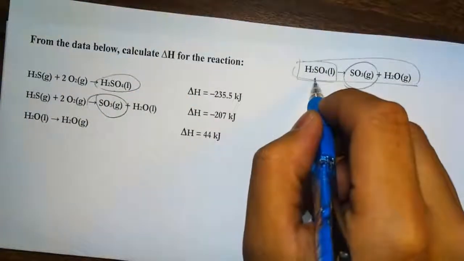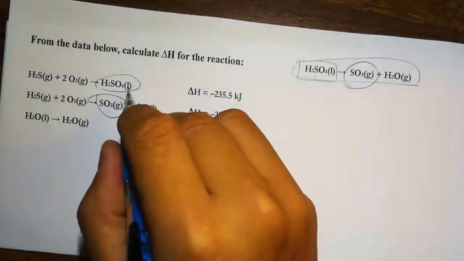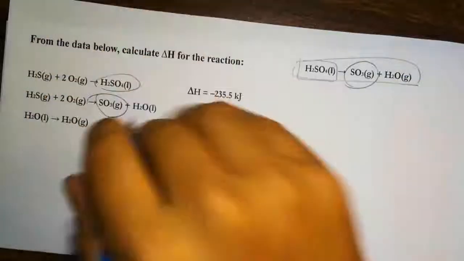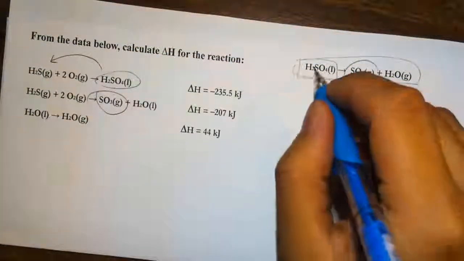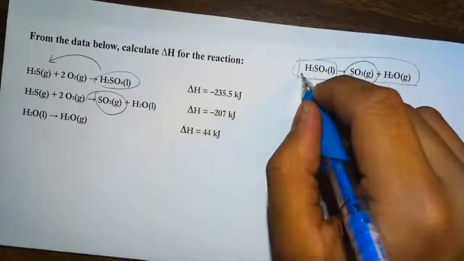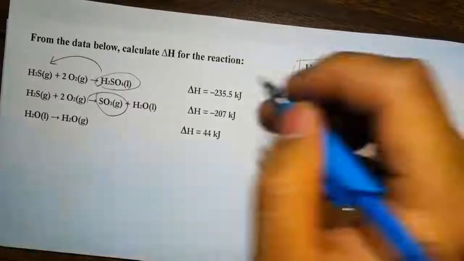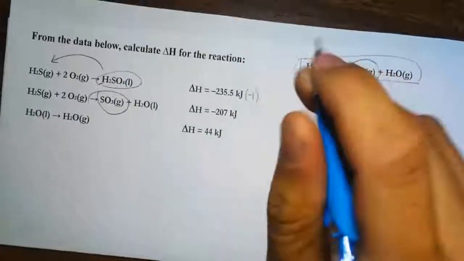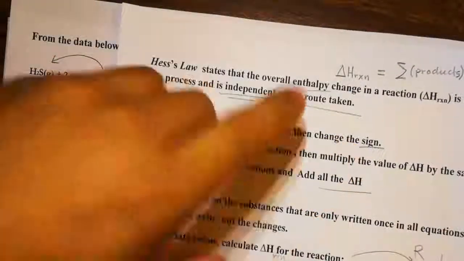Now look at this. This is on the reactant side, right? But over here it is on the product side. So what do we have to do? Of course, we have to flip it, so that it's all on the reactant side. But look at the coefficient. Do we have the coefficient of 1 here and the coefficient of 1 there? So that's good. All we have to do is flip it, which means we multiply by -1, because based on the rules, when you reverse the reaction, you change the sign to the opposite.